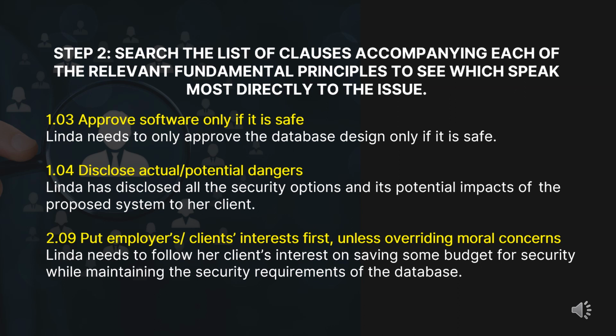In this case, Linda has already disclosed all security options and their potential impacts of the proposed system to her client. The third one is clause 2.09, where Linda should put employers or clients' interests first, unless there are overriding moral concerns. So in this case, Linda actually needs to follow her client's interest in saving some budget for security, while maintaining the security requirements of the database.